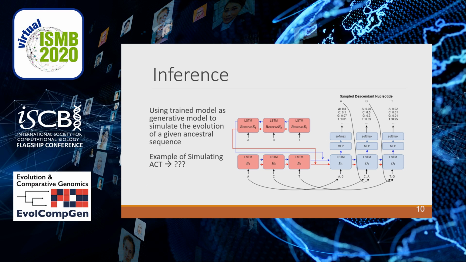Once trained, the model can be used to simulate the evolution of a given ancestral sequence. This is an example of simulating a descendant 3-mer given the input ancestral 3-mer ACT. The only difference here is that for the decoder network, the metanucleotide is randomly drawn from the emitted output distribution of probabilities and passed onto the next LSTM decoder cell to predict the metanucleotide in the next time step.